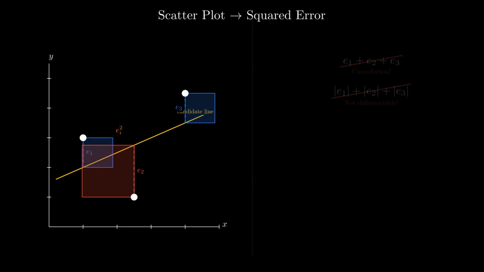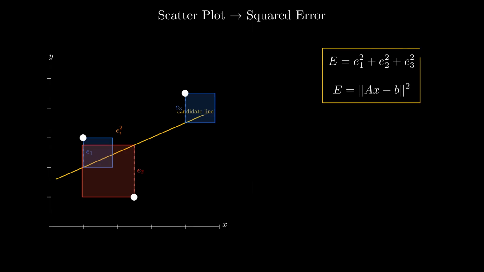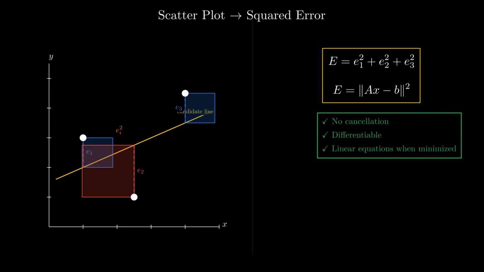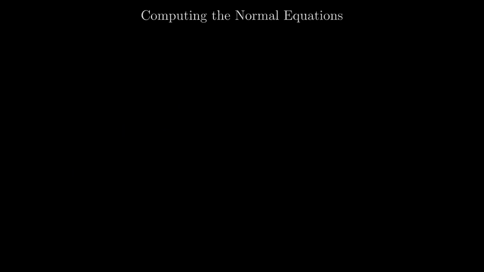Squaring solves both problems. Define the total squared error, capital E, as e1 squared plus e2 squared plus e3 squared. In vector form, this is the squared norm of Ax minus b. Squaring penalizes positive and negative errors equally. It produces a smooth differentiable function, and critically, it yields linear equations when we minimize, which is exactly what makes least squares so elegant.